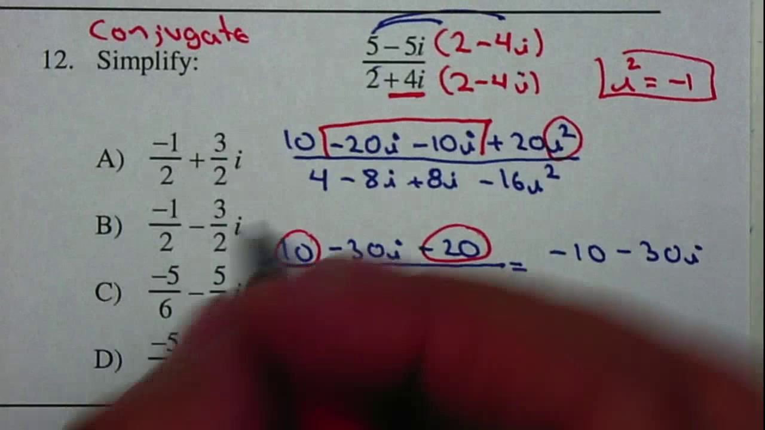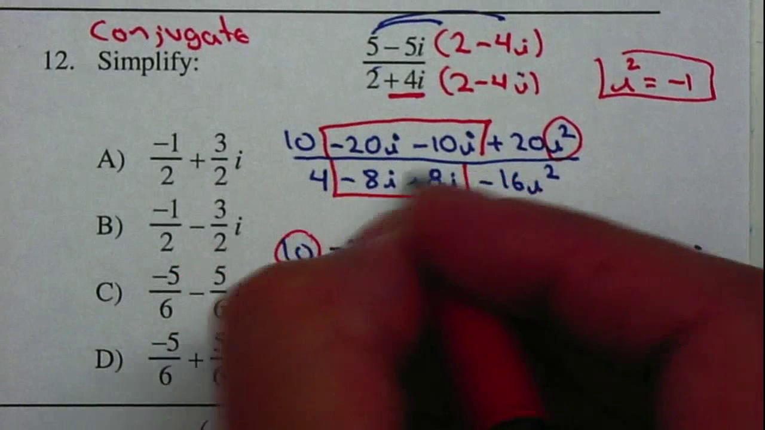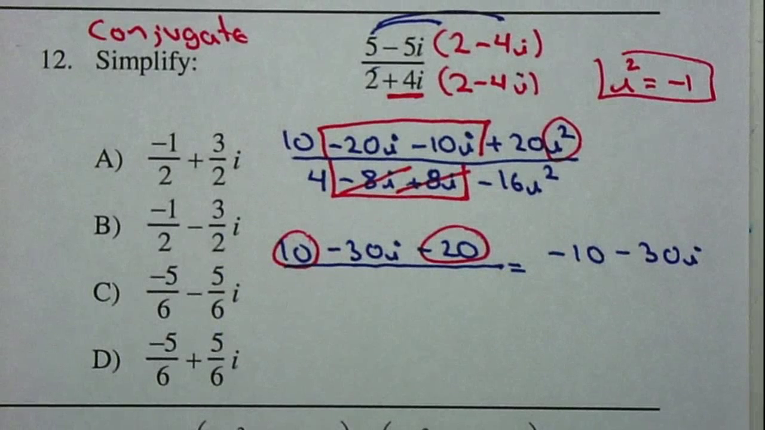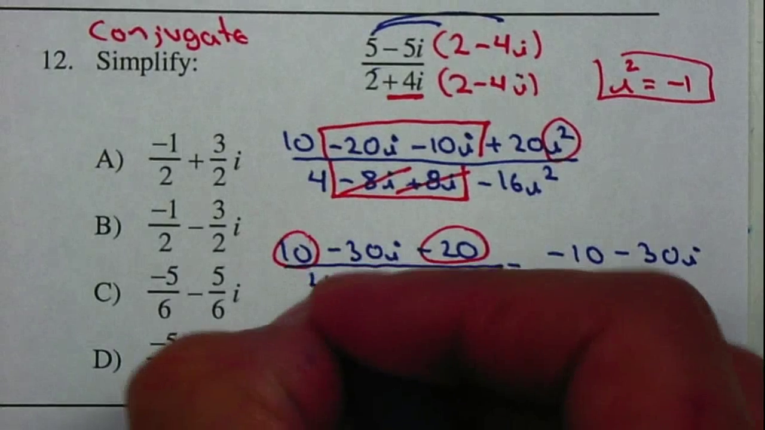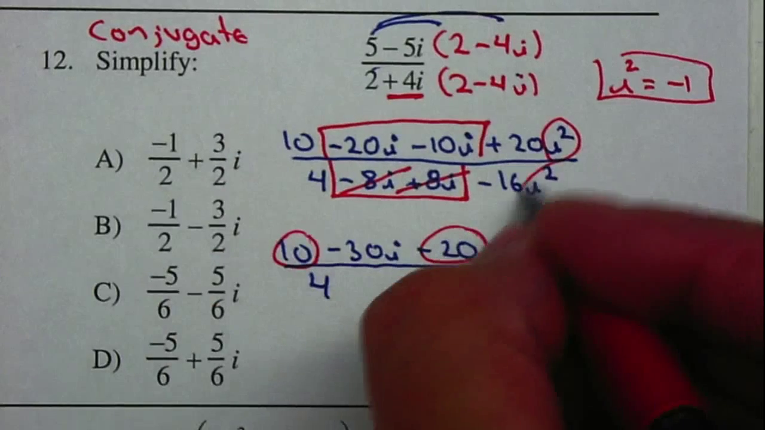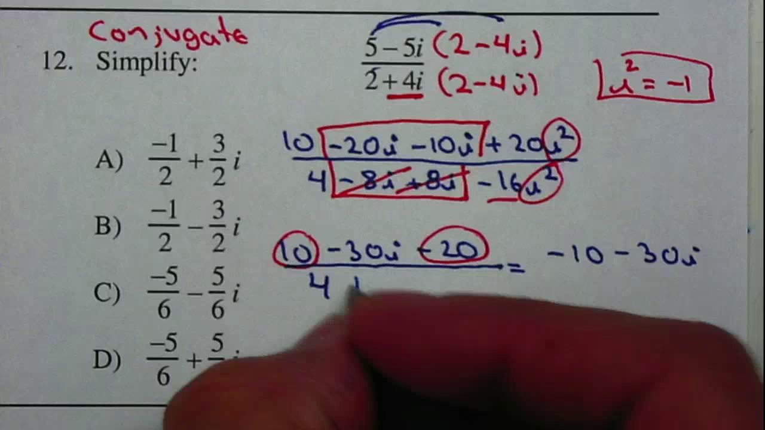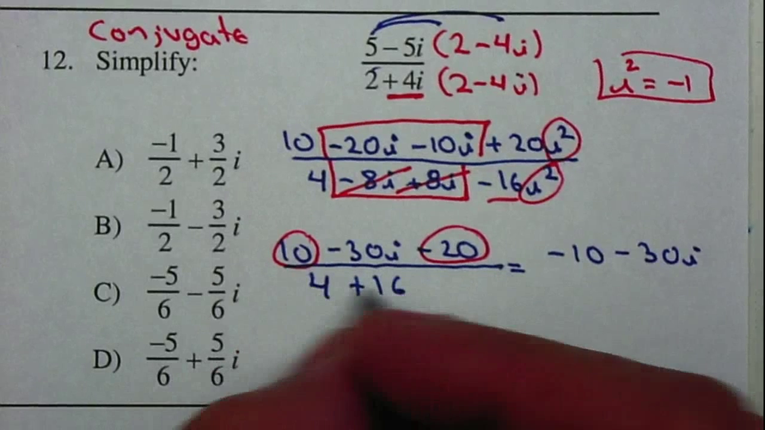I'm going to combine my like terms, my i's. In this case, they should both cancel on my denominator every single time if you're doing it correctly. So therefore, I have a 4. i squared is equal to negative 1 times the negative 16, so we can say positive 16. 4 plus 16 is 20.